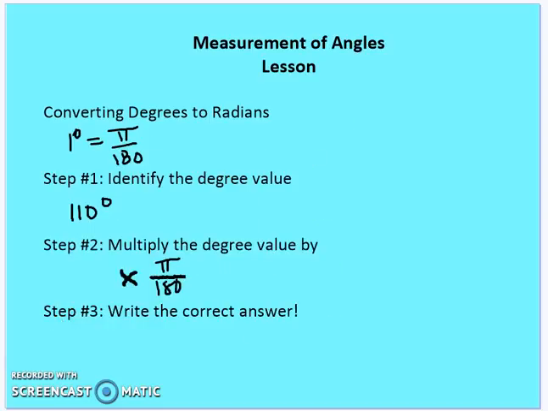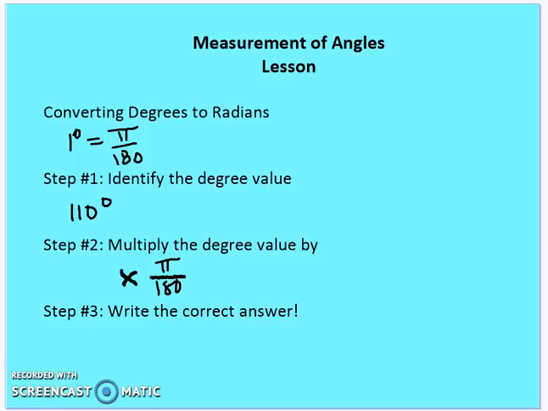Now we're going to convert degrees to radians. 1 degree is equal to pi over 180 radians, which means that for each pi measure in radians, there are 180 degrees. So we take 1 degree and multiply it by pi over 180, and that's how many radians are in 1 degree.